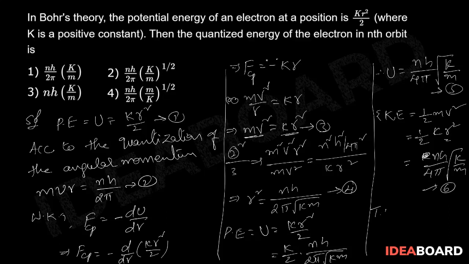Now the total energy of the electron is given by the sum of the potential energy plus kinetic energy. By substituting the potential energy and kinetic energy, we get nh by 2 pi, that is k by m power 1 by 2, that is root k by m. So the correct option is the second one, that is nh by 2 pi into k by m power 1 by 2.